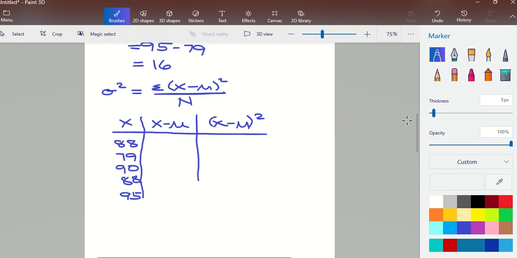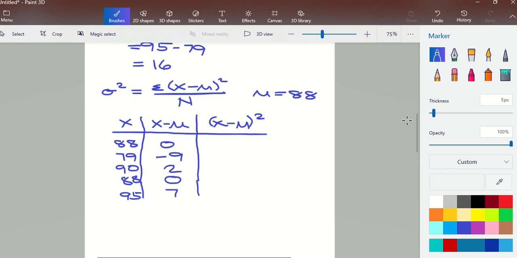Okay, previously in our measures of central tendency, we already identified the value of our mean. It was solved that the mean is equal to 88. So we will subtract the individual score to this mean, which is 88. So 88 minus 88 is 0. 79 minus 88 is negative 9. Next is 90 minus 88 is 2. 88 minus 88, 0. And lastly, 95 minus 88 is 7.